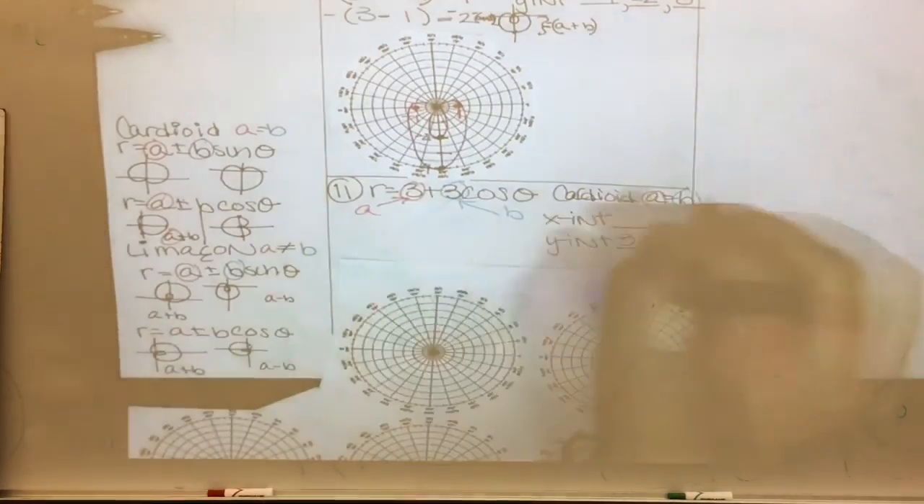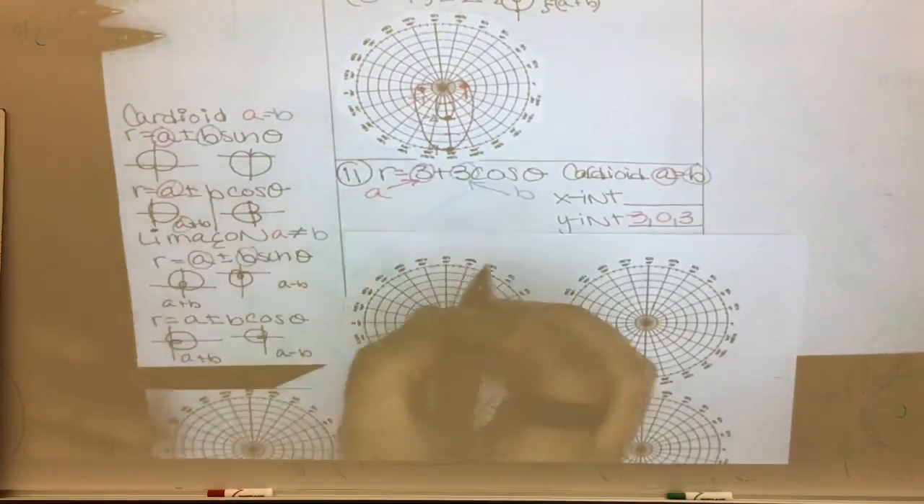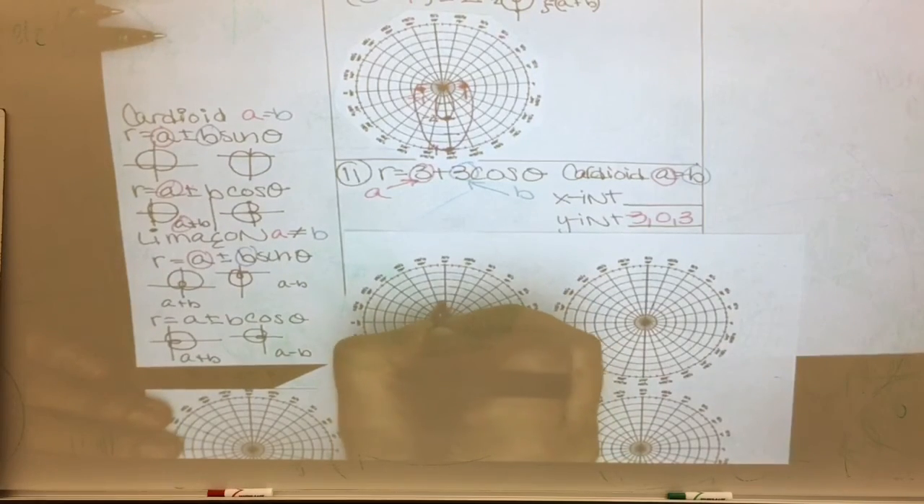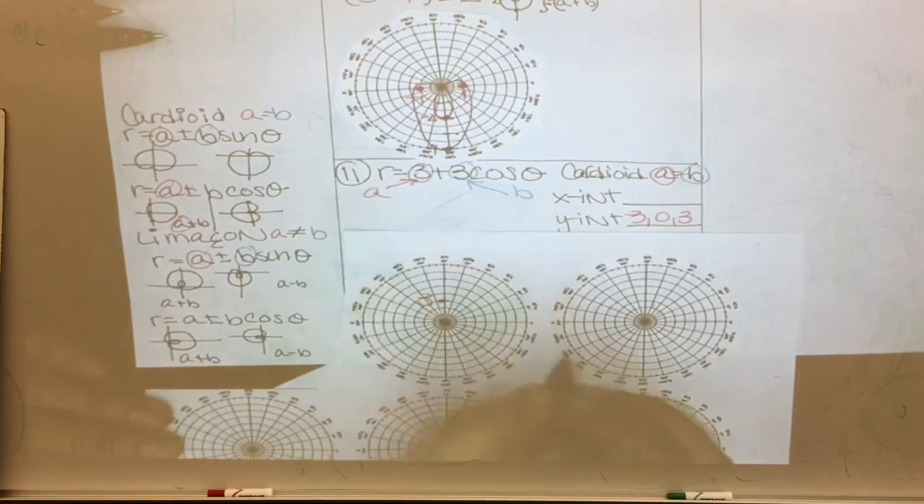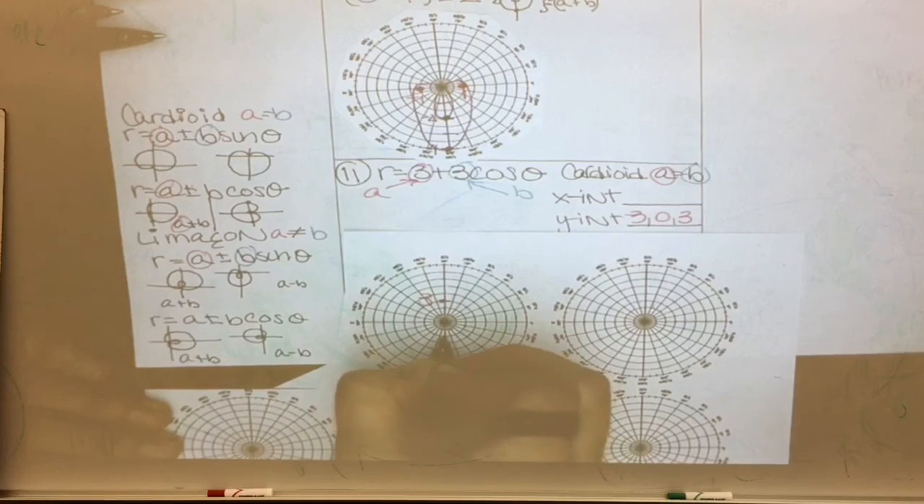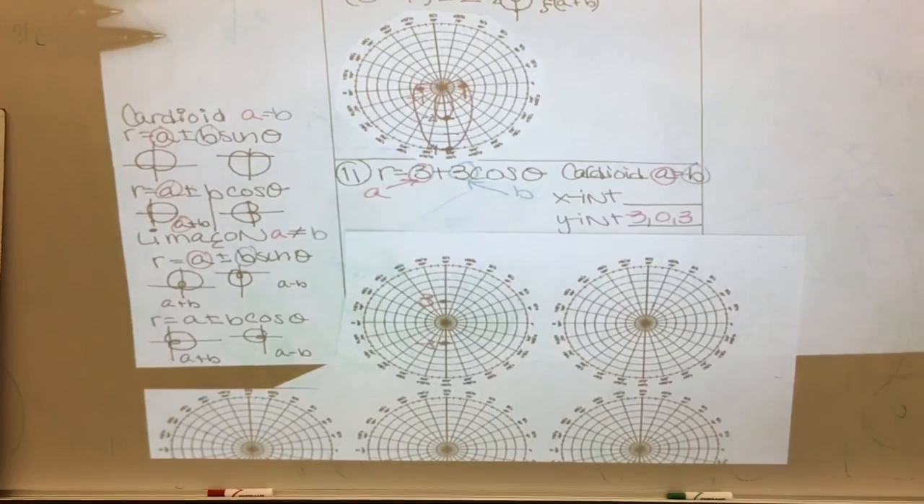Okay, so I'm going to plot those. 1, 2, 3. I'm going to put a positive 3 there. 0, 1, 2, 3, negative 3. Very good. Okay. And then what are the other intercepts going to be? Are you still asking me? Mm-hmm. I'm still working it out.